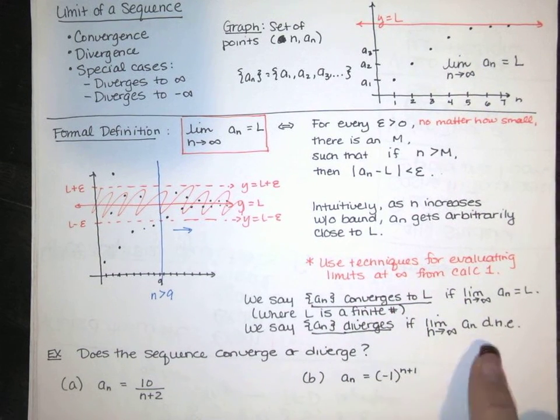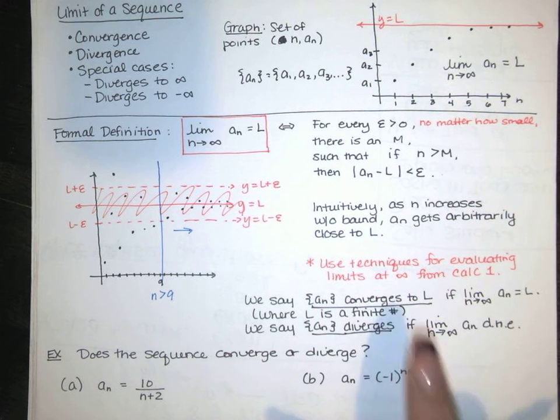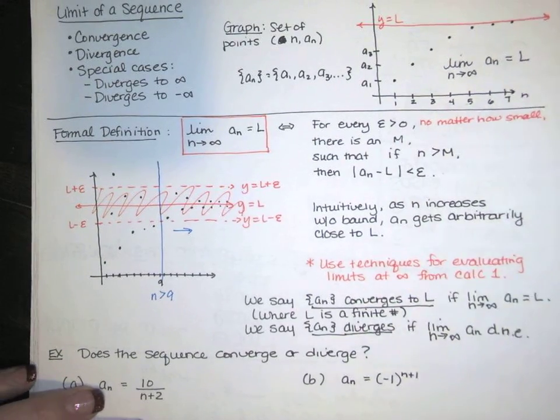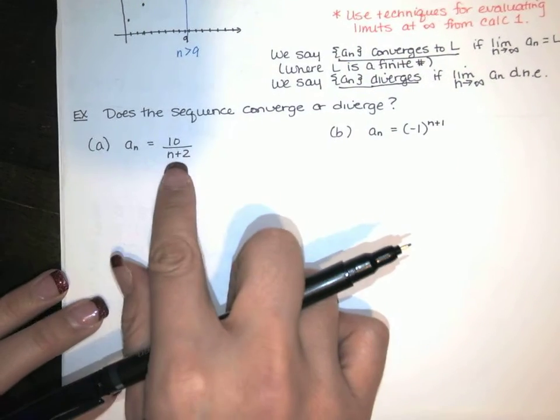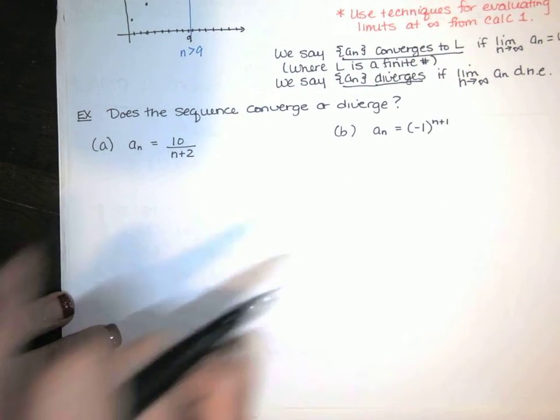A sub n diverges if the limit does not exist. A sub n converges to L if the limit exists. And of course, the L is a finite number, so that this definition actually makes sense. Okay, so let's look at a few examples. On this one, I want to determine if the sequence converges or diverges.